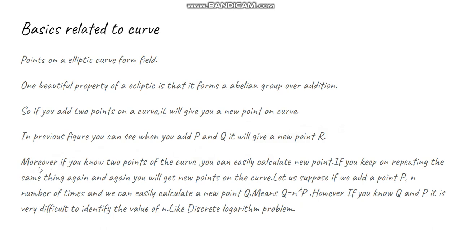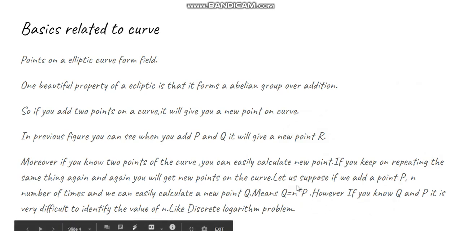So what is the idea behind the key sharing algorithm and the encryption algorithm? The idea is very simple. If you know 2 points P and Q, you can create a new point by adding these 2 points. So addition is very easy. If you know one point P and another point Q, it is very easy to calculate the value of R.